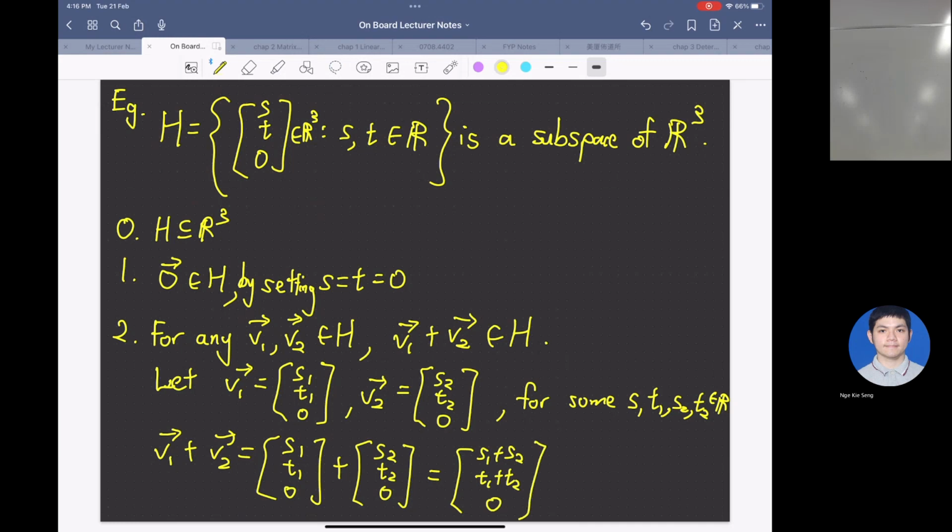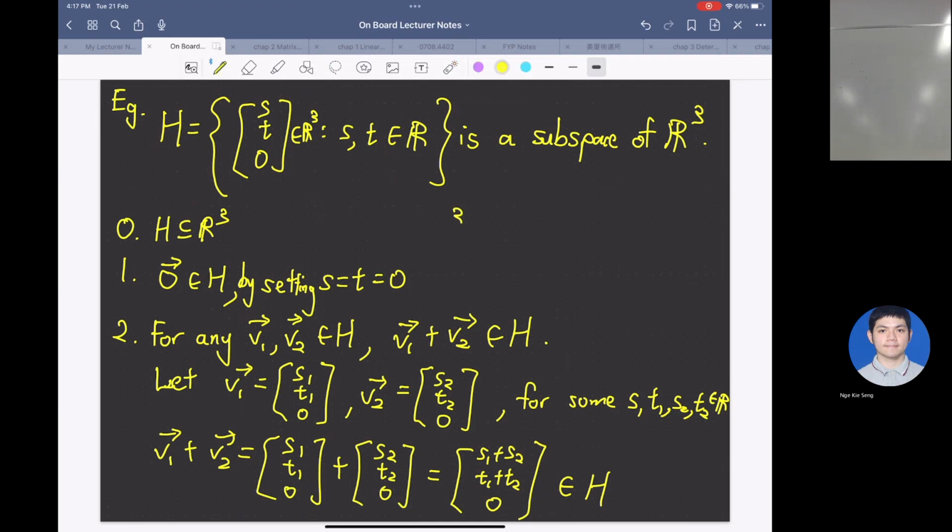Okay, so is this in H or not? Why? To be in H, you need to make sure that the first entry is in R, and the second entry is also in R. Yes, because R is a vector space, it is closed under addition. So it is in R as well. That's why I said everything boils down to the fact that the real numbers form a vector space.